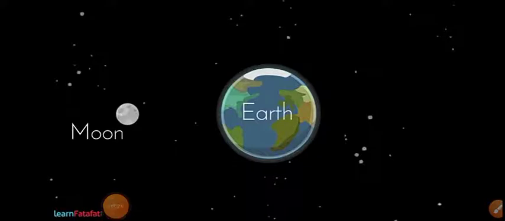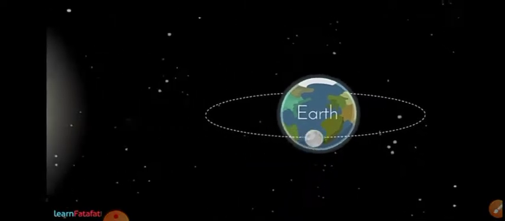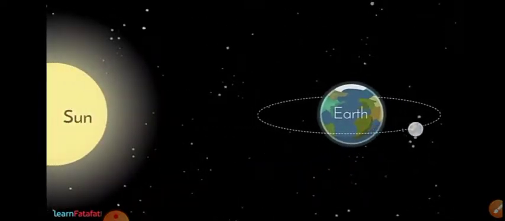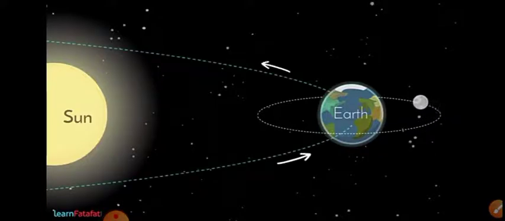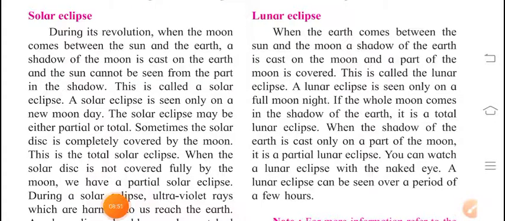As we know, the moon, which is the natural satellite of earth, revolves around the earth, and the sun is a source of light which falls on earth, and earth revolves around the sun. But at a time when sun, moon and earth come in a straight line, at that time we can say that an eclipse occurs. Based on that, we have two types of eclipse: one is solar eclipse and the other one is lunar eclipse.